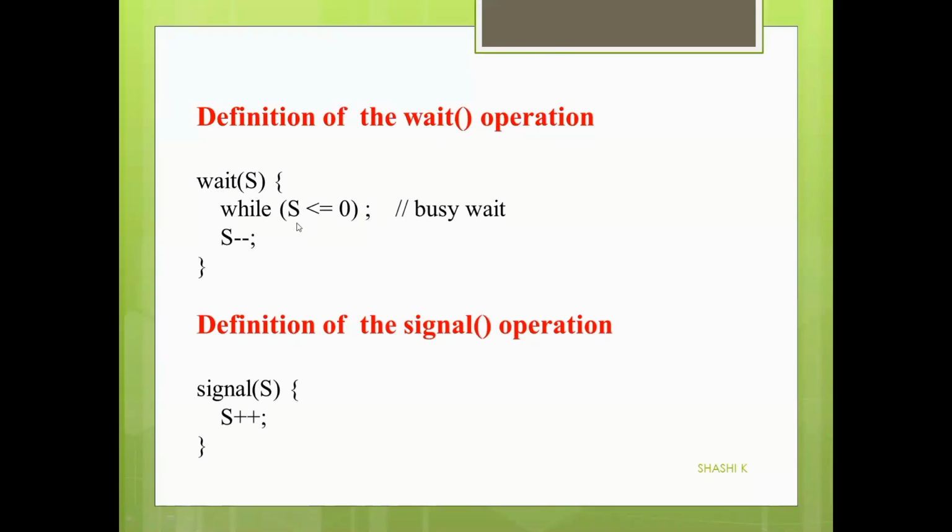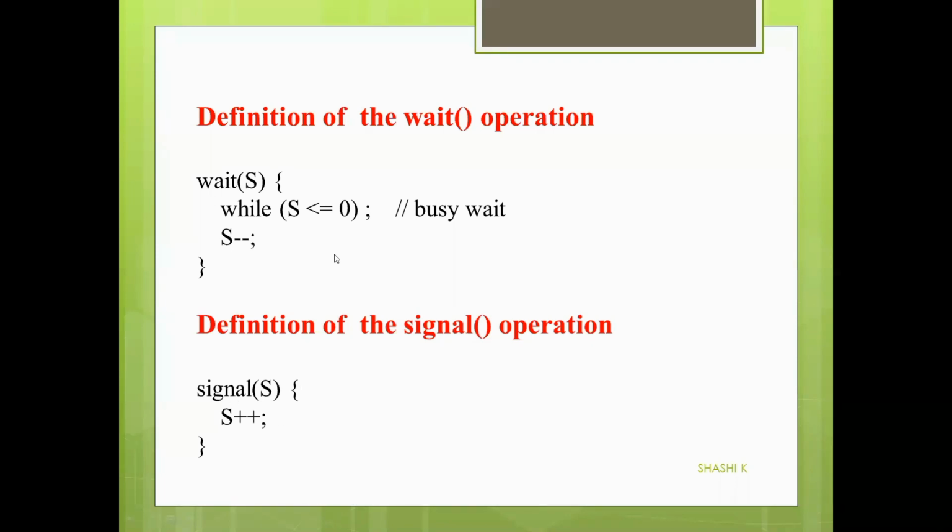So unless this condition becomes false, any process which comes into the wait operation will never be able to get past the while loop. If one process is already executing in the critical section, then another process which tries to enter the critical section will never be able to do so because of this while loop. So we ensure that only one process is in the critical section at any point of time. This is the basic concept of the wait operation and signal operation using semaphores.